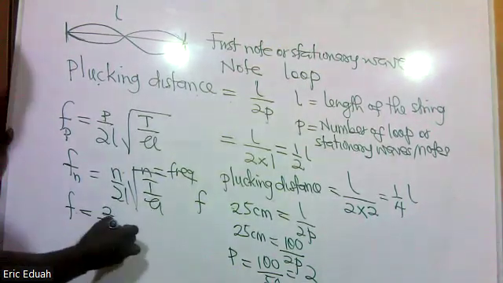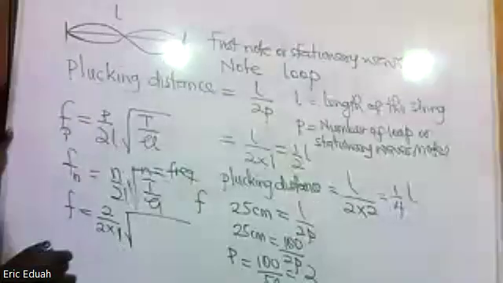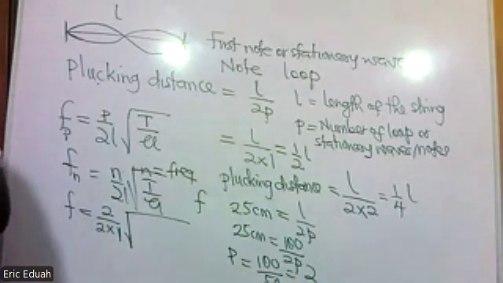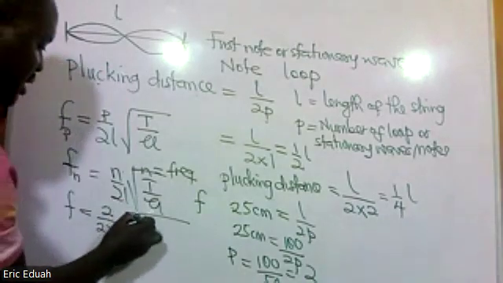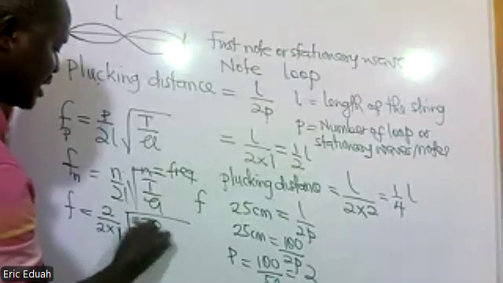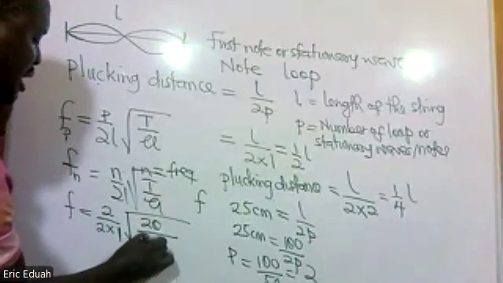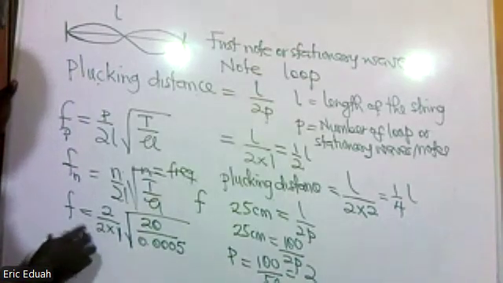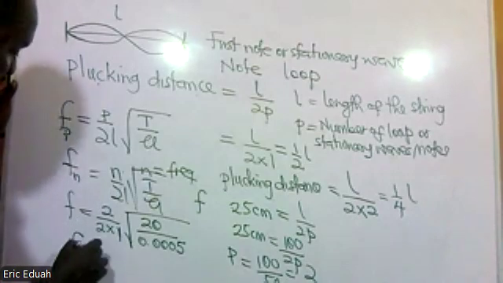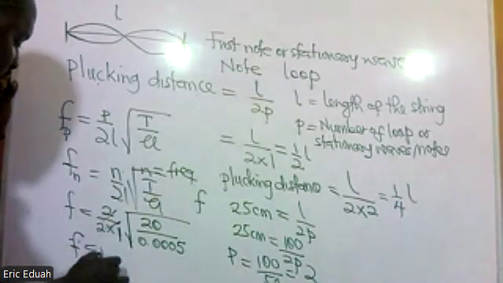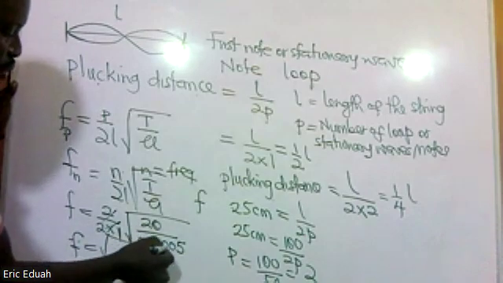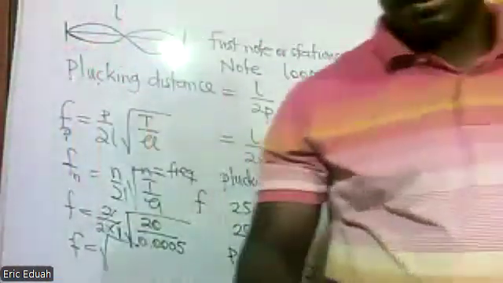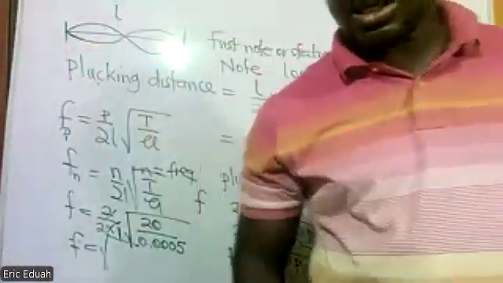1 meter. Then we are given the tension to be, what's the tension? 20. The tension is 20. And then the linear density is 0.0005. So we have F equal to, this will cancel out. Okay, you divide 20 by 0.0005, take the square root, and it must be equal to 200 hertz.